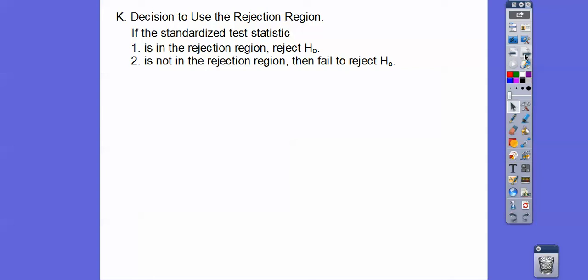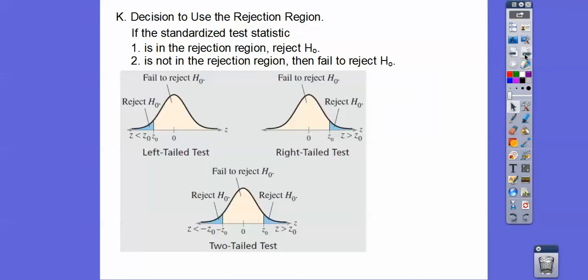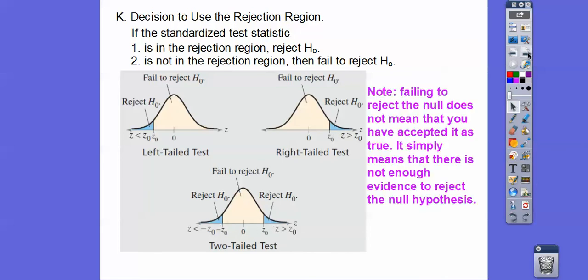Okay, so if the standardized test statistic is in the rejection region, then that's enough evidence to reject it. If it's not, then we fail to reject it. Okay, so if it's a left tail and you get a z-score that's to the left of our rejection region right there, then we can reject it. Otherwise, we fail to reject it. If it's to the right of our z-score, then we can reject it. If it's to the left or to the right of our z-scores on a two-tail, then we can reject it.